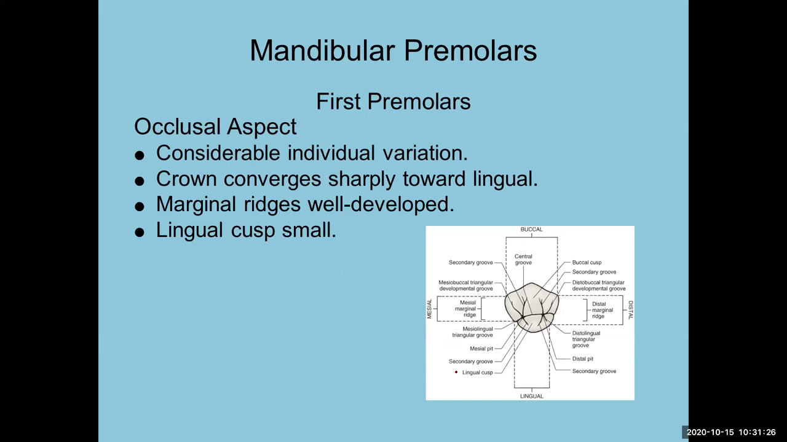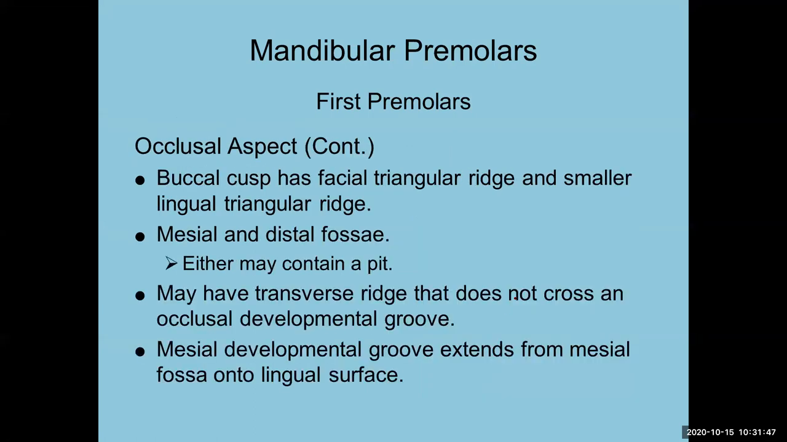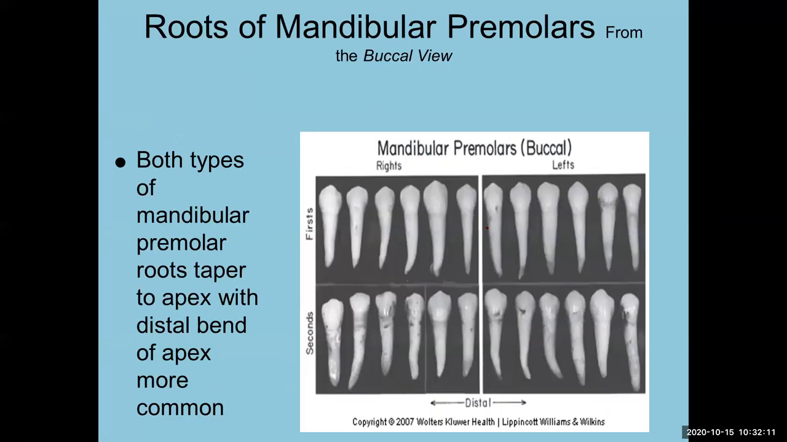So for the first premolar, there can be a lot of variation. The crowns are going to be very pointed on the facial or the buccal, not so much on the lingual. You're going to have this afunctional lingual cusp, which is very small. Triangular ridges are on each cusp, with a very small lingual triangular ridge because you've got that afunctional cusp. Mesial and distal fossa oftentimes has a pit involved. They may have a transverse ridge. Premolars.